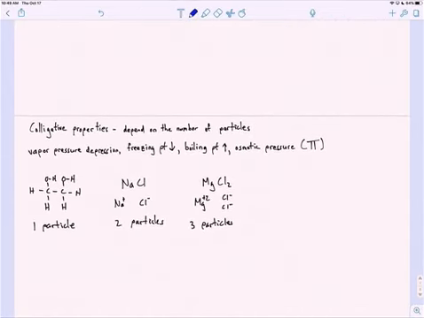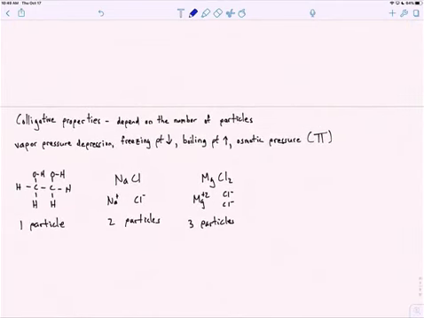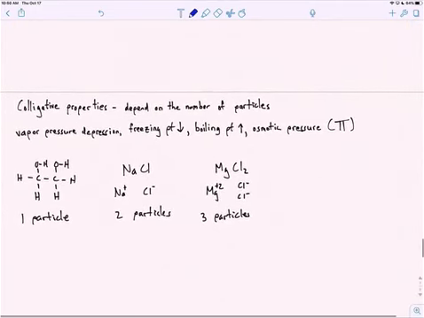Next time, we'll talk about colligative properties. Why are we doing all these different concentration units? Because we need them when we talk about colligative properties, which are properties that depend on the number of particles. The colligative properties I'm going to talk about are vapor pressure depression, freezing point depression, boiling point elevation, and osmotic pressure. For instance, ethylene glycol is a molecule, that's one particle. Sodium chloride will break apart into 2 particles. Magnesium chloride breaks apart into 3 particles. We will pick up there next time.